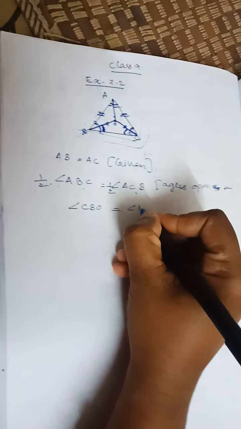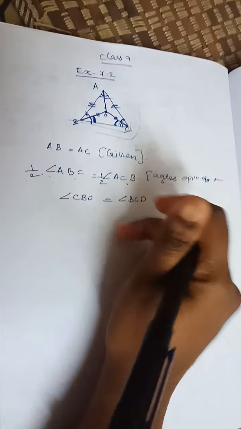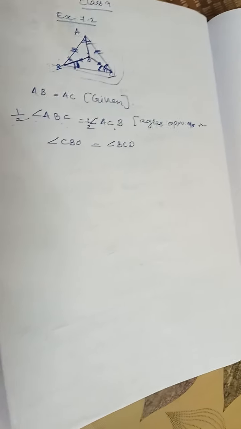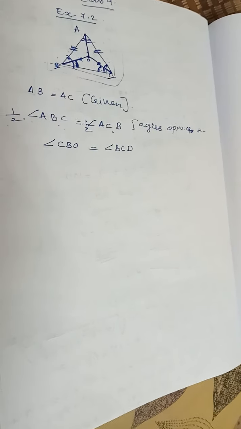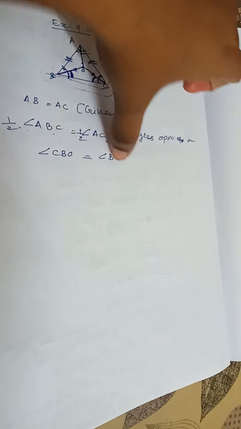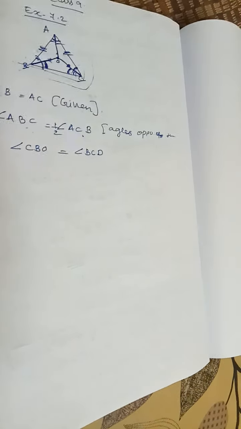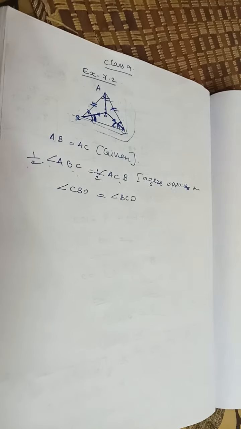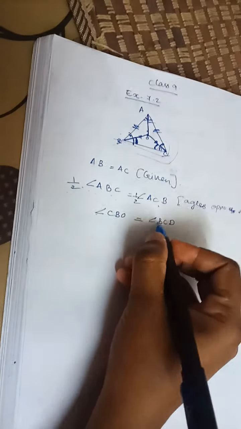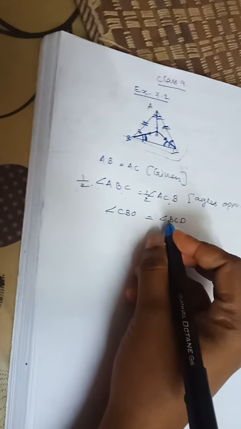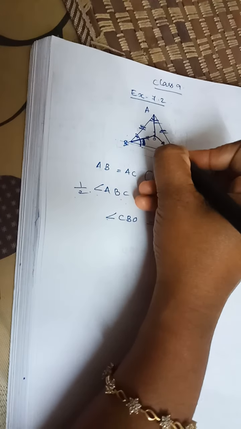So angle BCO. You should write the reason: OB and OC are bisectors of angle B and angle C respectively. That is why half of ABC we can write as angle CBO, and half of ACB we can write as angle BCO. So I have written these two. Now we got these two angles are equal.